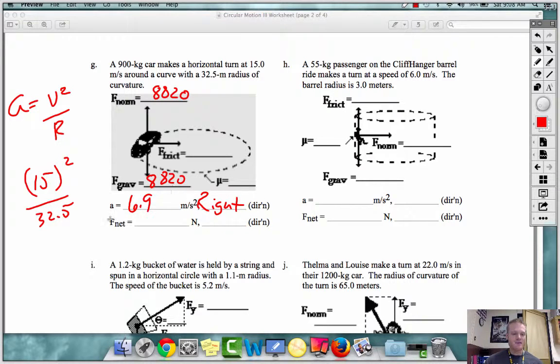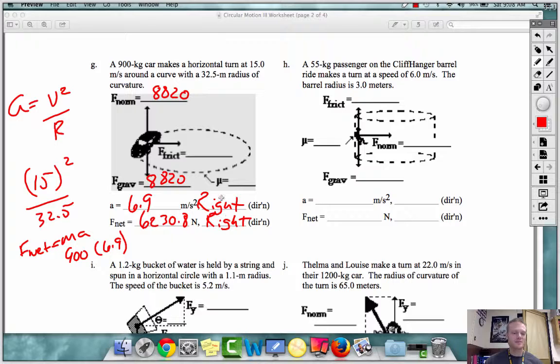Now that we have that, we can figure out F net, right? Because we know the mass of the car and we know the acceleration. So F net equals ma. The mass of the car is 900 kilograms. And the acceleration is 6.9 meters per second squared. So just take 900 times 6.9, and I get an F net of 6230.8 newtons. And the direction of the F net is always in the same direction as the acceleration. And so that would be to the right also.